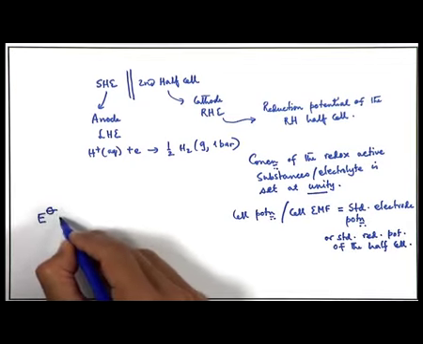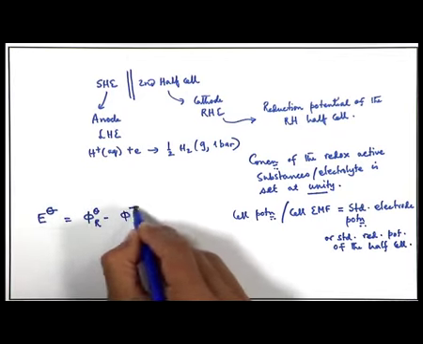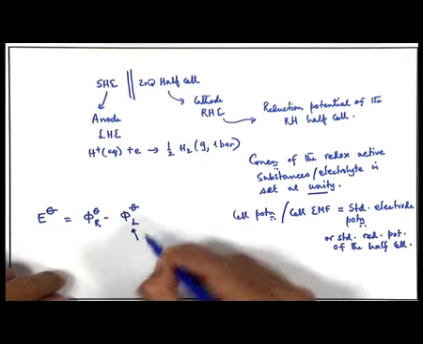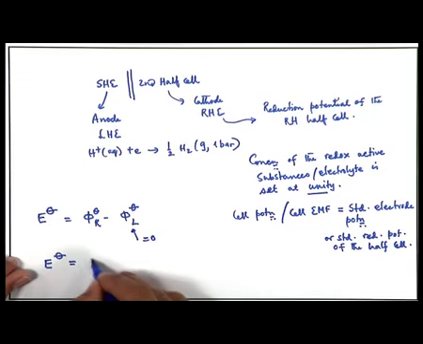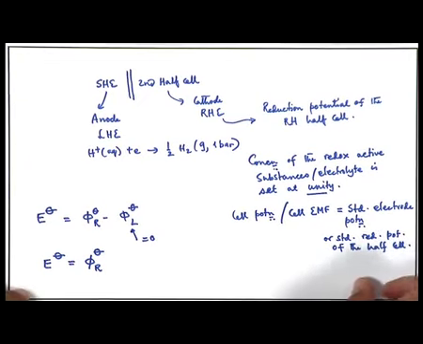E 0 bar, that is your standard value, is phi 0 bar right minus phi 0 bar left. Now, this one is equal to 0. So, therefore, E 0 bar is equal to phi 0 bar right. So, this way you can find out the standard reduction potential of the half cell whose half cell potential is not known.